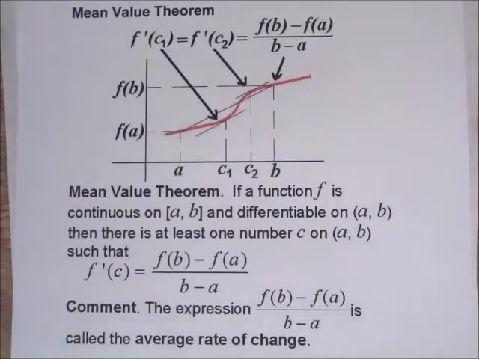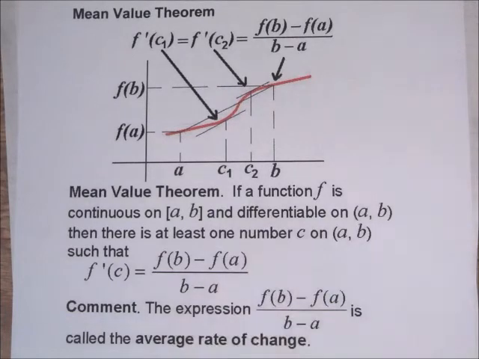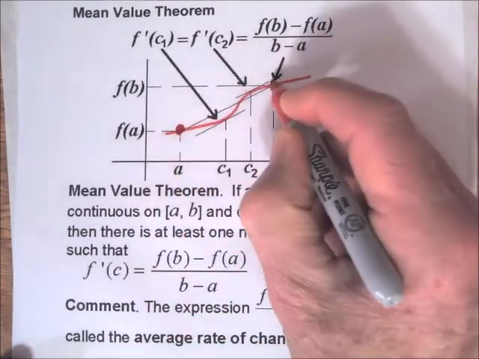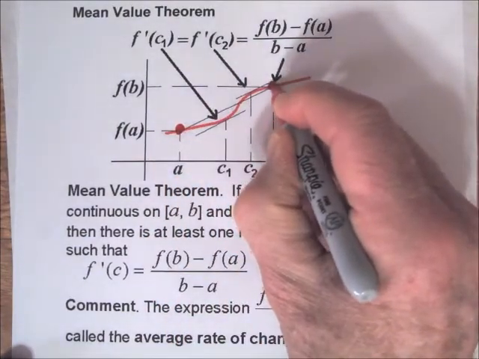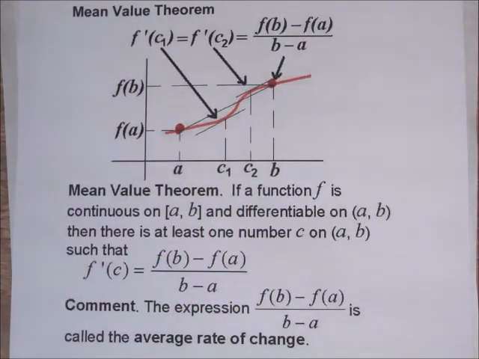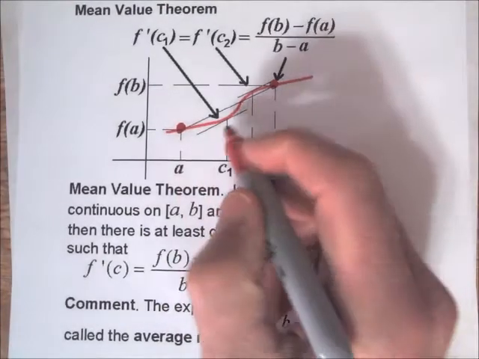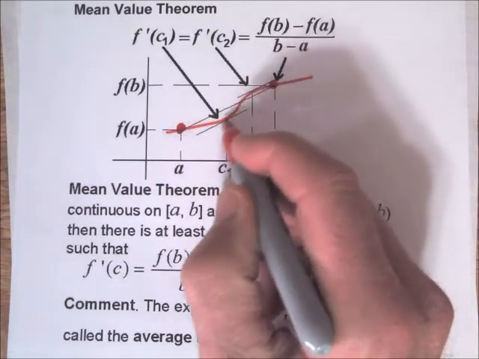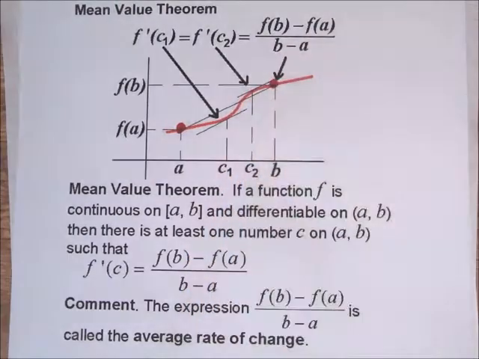The mean value theorem is a generalization of Rolle's theorem. In Rolle's theorem, the slope of the line connecting f of a and f of b was horizontal, but this one is slanted, or it could be slanted. So the theorem here is that there's at least one point c where the slope of the tangent line is the same as the slope of the secant line. So the tangent line is parallel to the secant line.